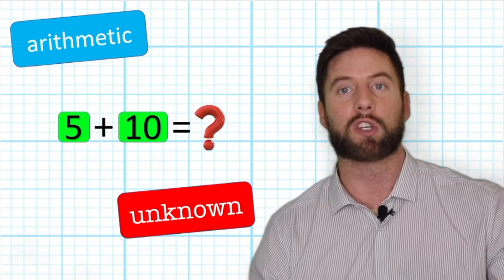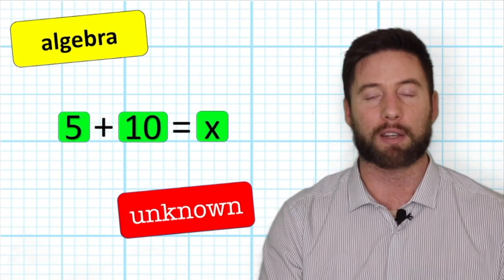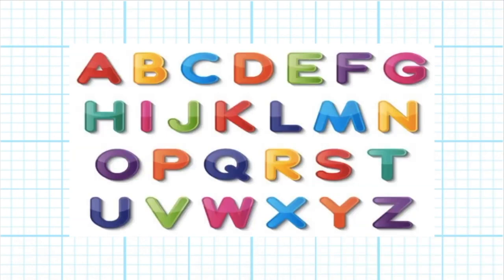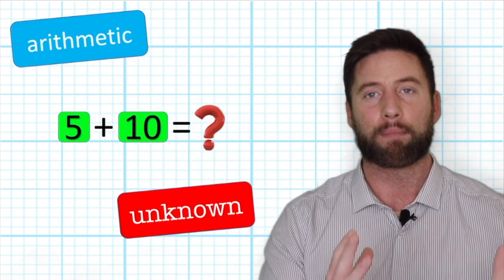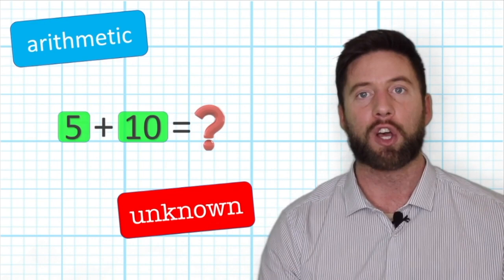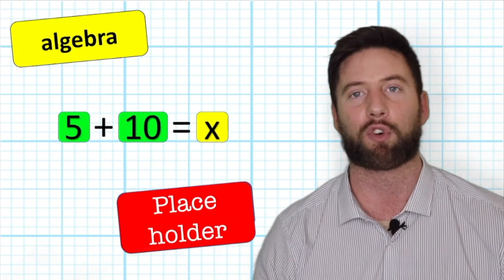A very important difference straight away between arithmetic and algebra is when we have an unknown in algebra, we use a symbol, okay? Now, a very common symbol to be used would be X, but you can pretty much use any letter of the alphabet. X, Y, A and B tend to be the 4 main ones used, but you can use any letter. So in arithmetic, we would leave it as this: 5 plus 10 equals unknown. In algebra, we would have 5 add 10 equals X. The X in this case is a placeholder, and it stands for the number that we have not got the answer for yet. So what we have created is a very basic algebraic equation.